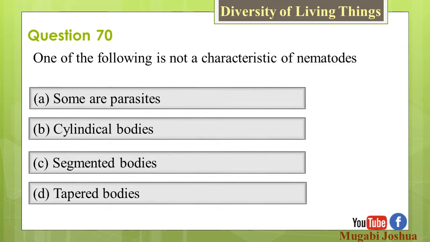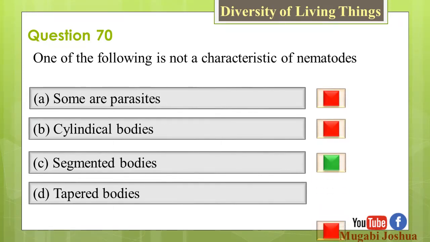Question 70. One of the following is not a characteristic of nematodes. A. Some are parasites. B. Cylindrical bodies. C. Segmented bodies. D. Tapered bodies. Which of the following is a correct alternative? The correct alternative is segmented bodies.